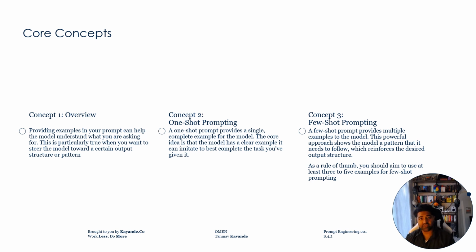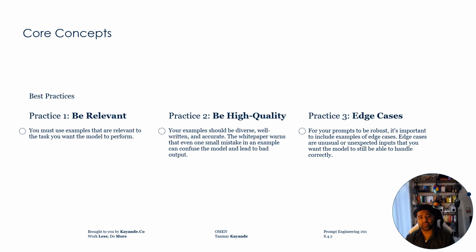And as the name implies, a few-shot prompt provides multiple examples to the model. This is a powerful approach, and it shows the model a pattern that it needs to follow, which reinforces the desired output structure. As a general rule of thumb, you should aim to use at least 3 to 5 examples for few-shot prompting. Now, creating good examples is a skill in itself. Here are the most important best practices to follow.